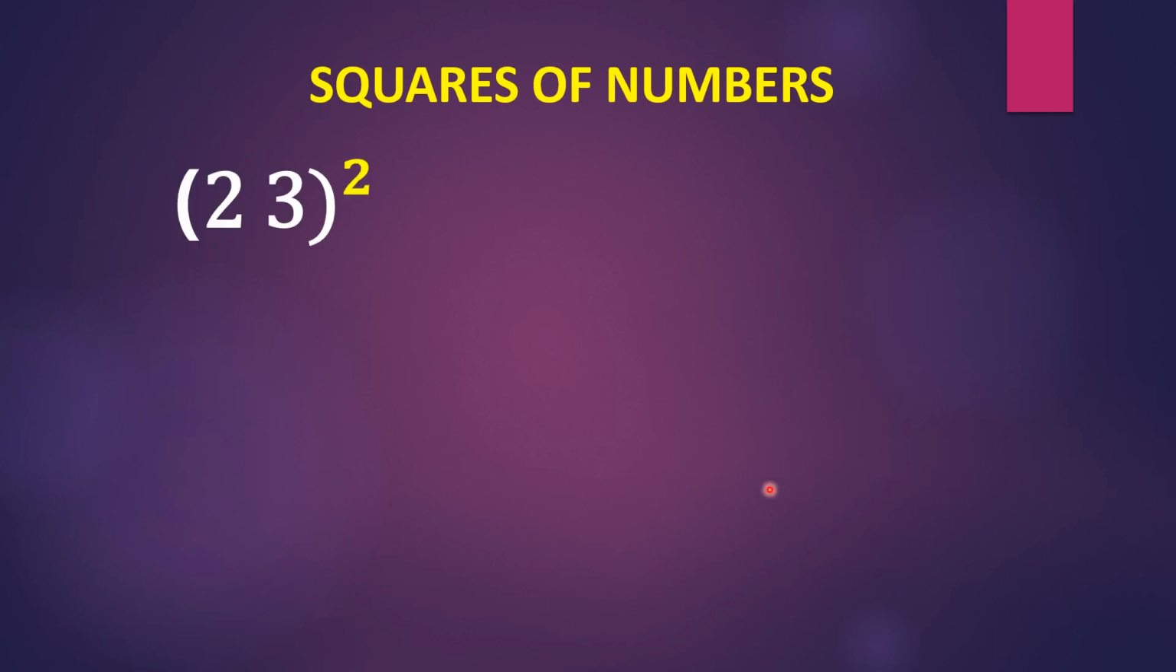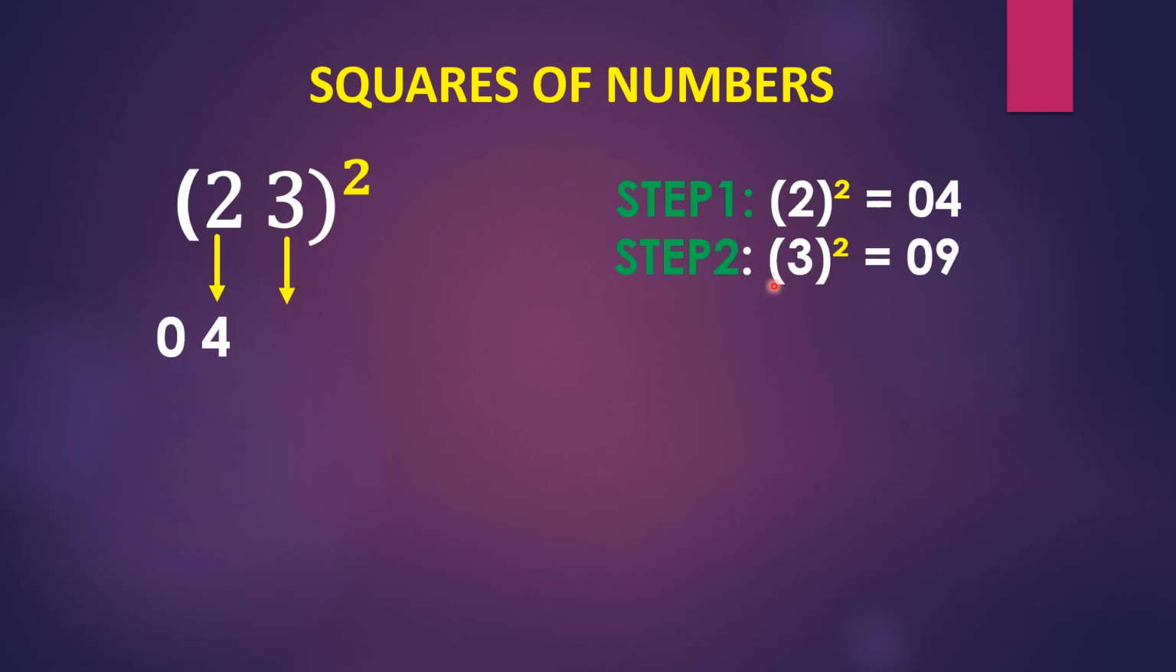Let's consider one example, 23 square. First step, here 2 is there, so you find the square of this, 2 into 2, which is 4. Second step, the next digit, 3 square. 3 square is how much? 3 into 3, it is 9. You write it like this, 09.